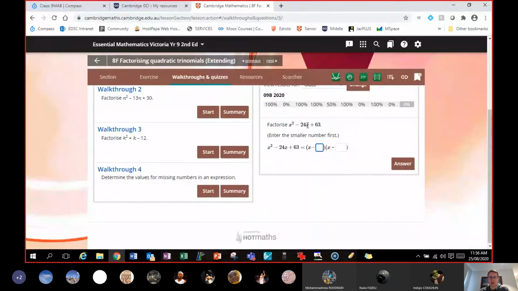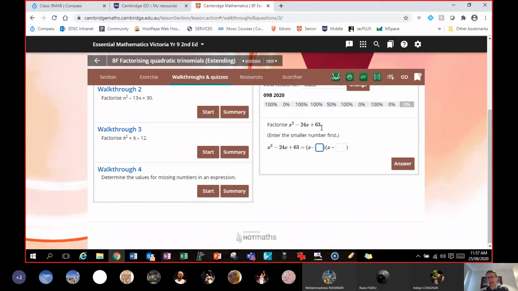Here, x squared minus 24x plus 63. So we're looking for the same because it's going to be the same term. The sum of them would need to be negative 24. So they're both going to be negative. So two numbers that multiply to give me 63 that add together to give me 24. So it's really just looking at multiplication and addition. So I'm thinking 9 times 7, but that doesn't add to 24.